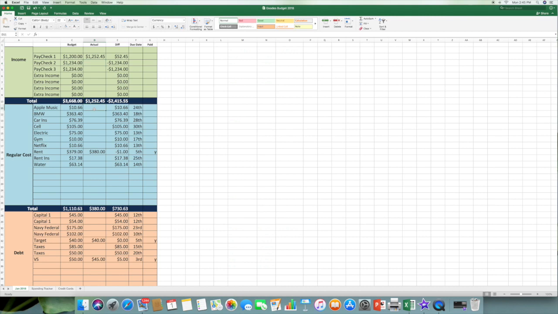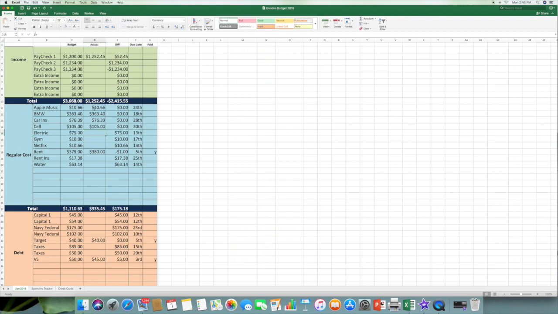Alright, so the next would be regular cost actual. As I actually pay the bill, I would input the amount. So for example, Apple is always $10.66. My car payment is always the same at $363.40. My car insurance is always the same at $76.39. My cell phone is always $105.